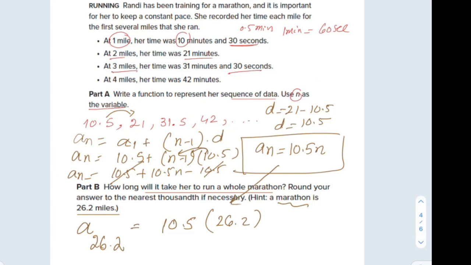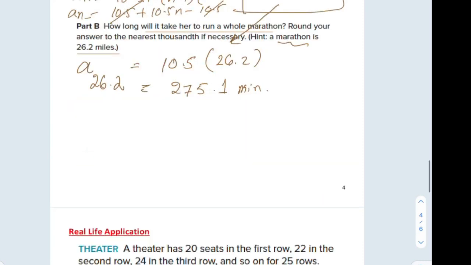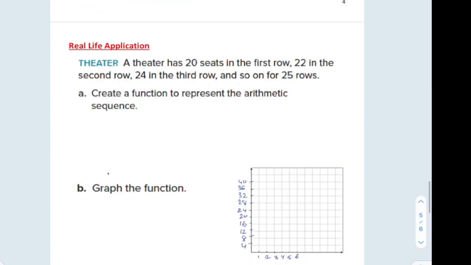So I will use the calculator. 10.5 times 26.2 is 275.1. That's it. Minutes. Sorry, seconds? No, minutes, yes, minutes. We can convert it to hours. Let's see this real-life application.